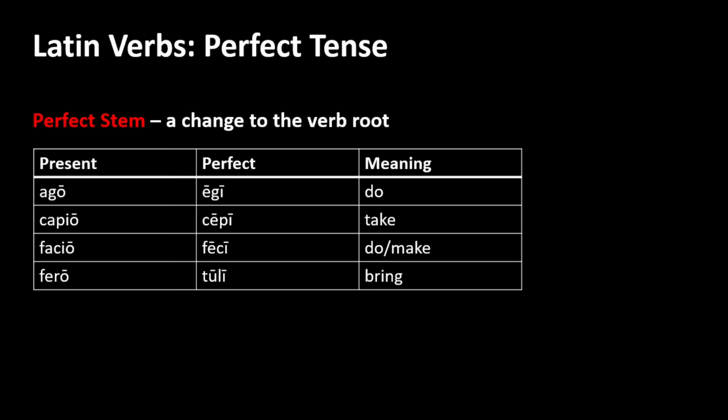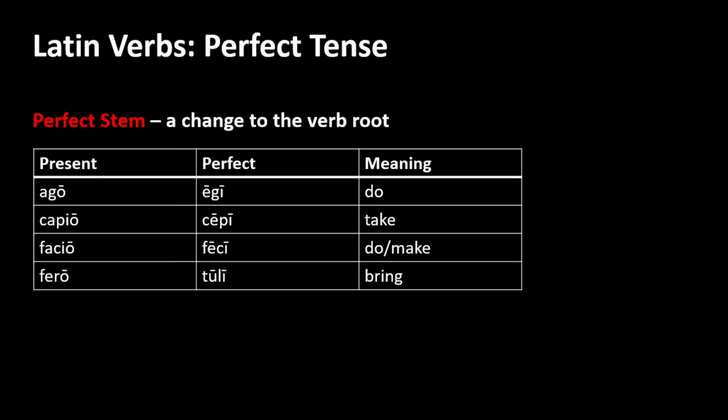If you've done Greek, this is very second aorist. You have a total change of root between the present and the perfect tense. If you have done Greek, don't worry, Latin does not do this on the same scale as in Greek.